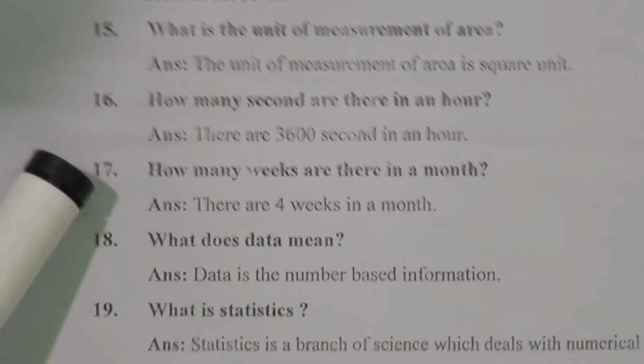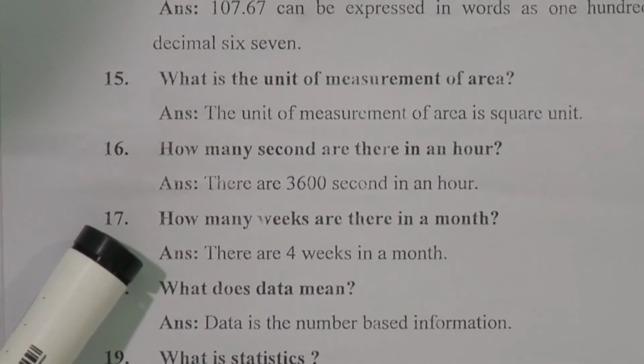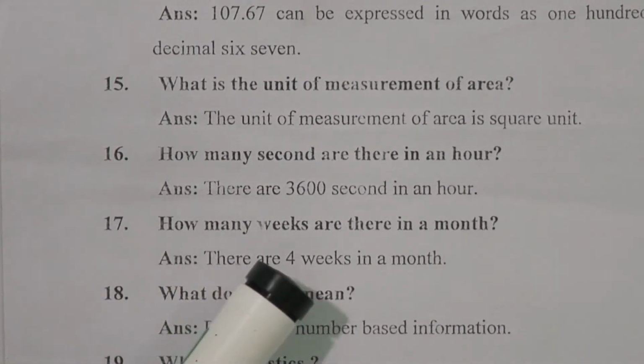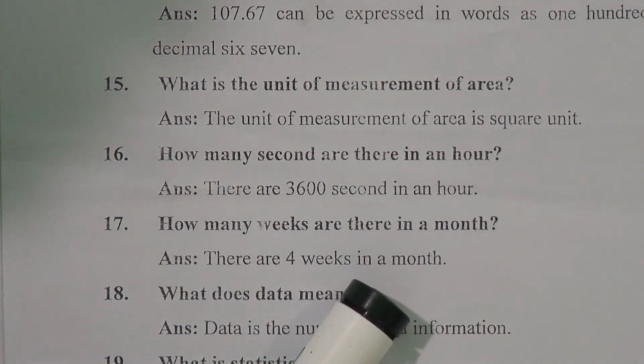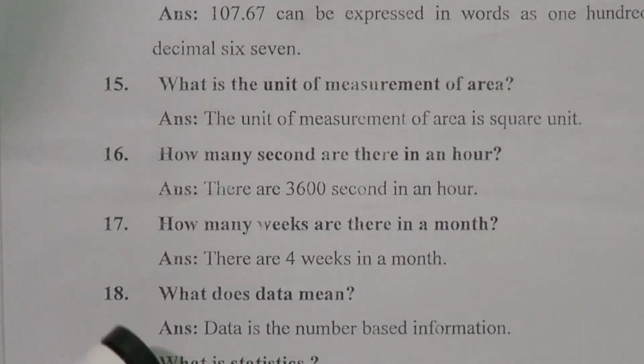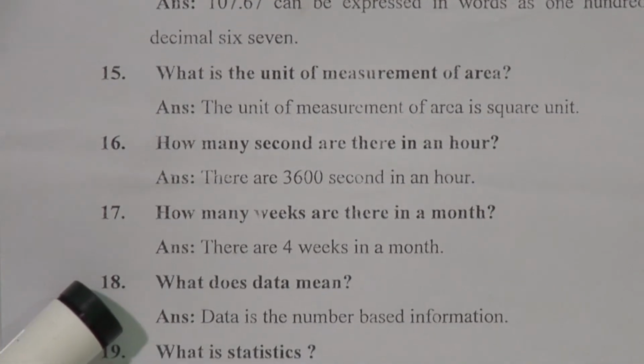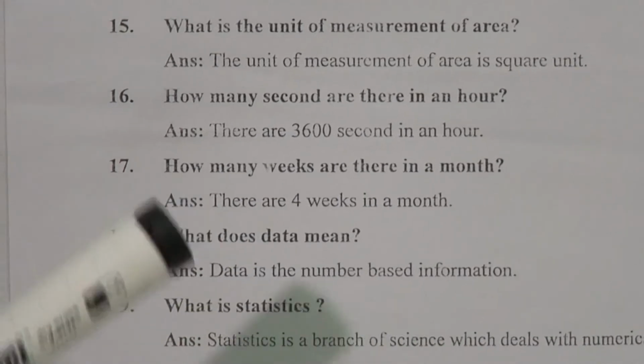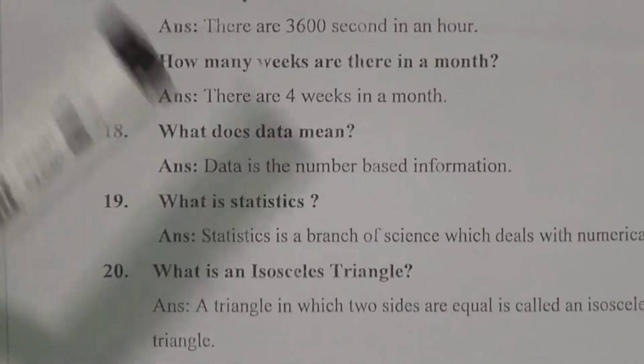Question number 17. How many weeks are there in a month? You say there are 4 weeks in a month. 18 number question. What does data mean? You say data is number based information.